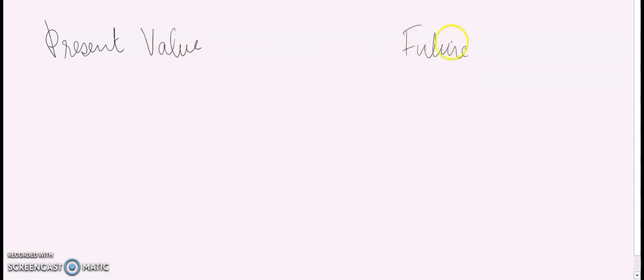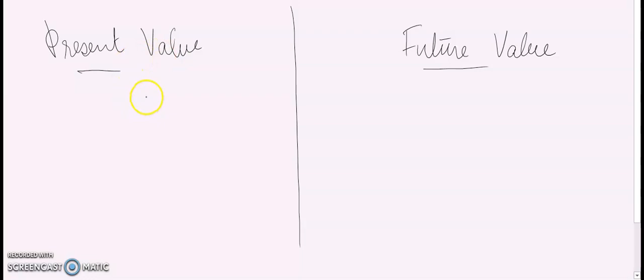I welcome you all in learning a very easy concept known as what is present value and what is future value. In today's world, not knowing any of these concepts or not knowing the difference between these concepts is something we should look at.